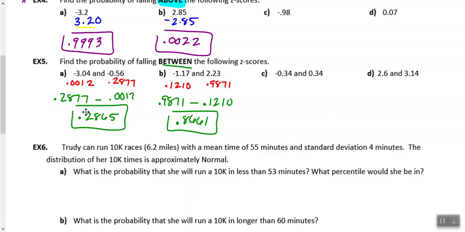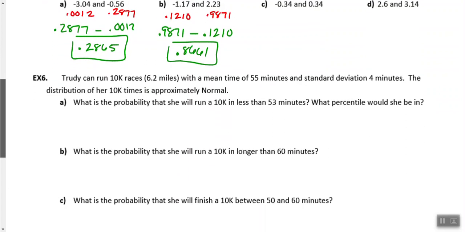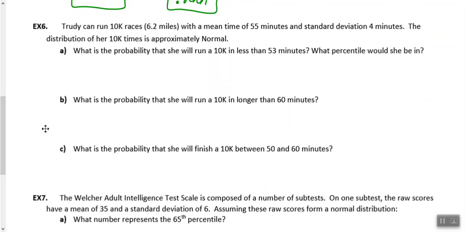So that's how we find probabilities that are below, above, and in between certain z-scores. Now we're going to start to put it all together. So with example 6, Trudy can run 10K races, which is 6.2 miles, with a mean time, so that is key, so a mean time of 55 minutes and a standard deviation of 4 minutes. The distribution of her 10K times is approximately normal. What is the probability she will run a 10K less than 53 minutes? What percentile would she be in?